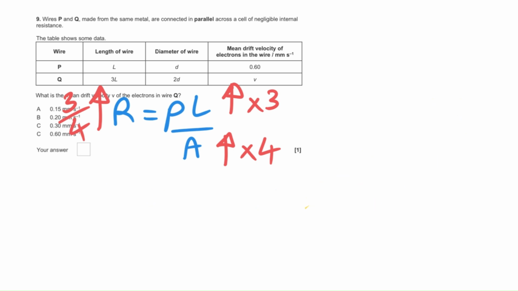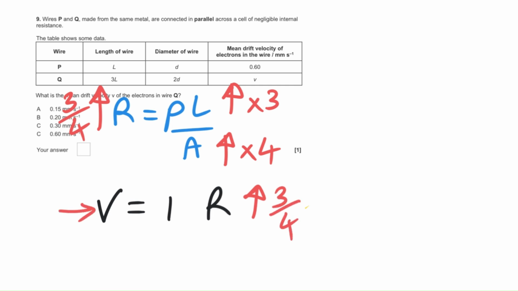Now, if the resistance has gone up by a factor of 3 over 4, most of you will probably think, well, the current must have then gone down by a factor of 3 over 4. Just to prove that, there we go. We've got the voltage across both wires as the same. If the resistance goes up by 3 over 4, current must go up by 4 over 3.